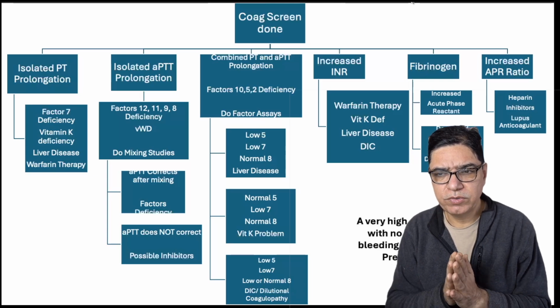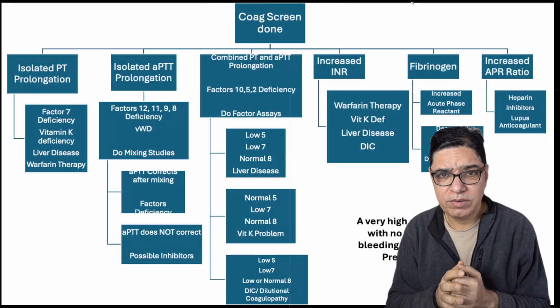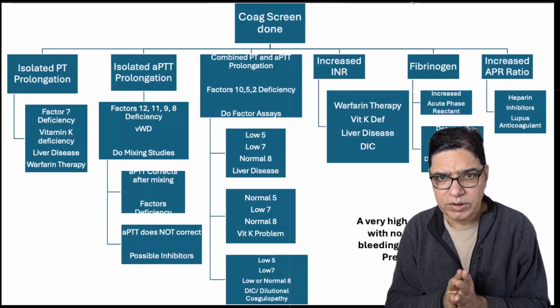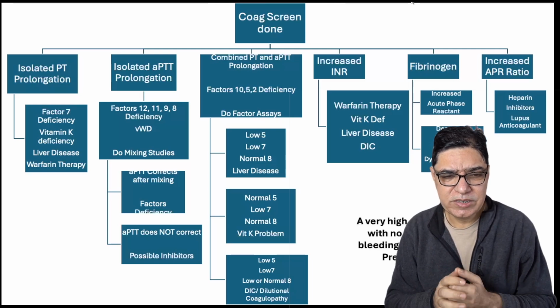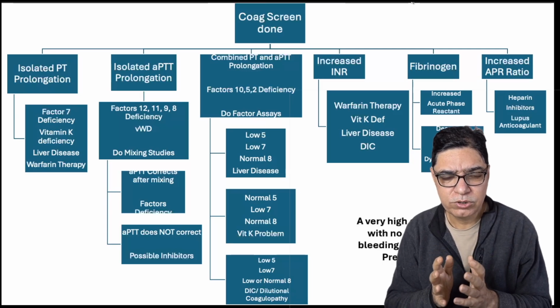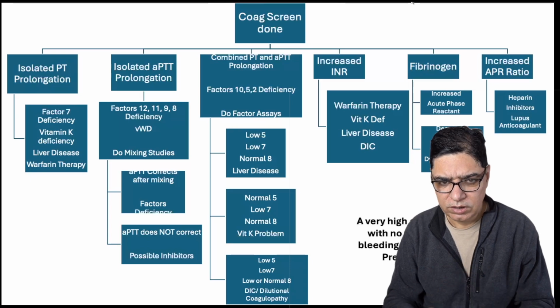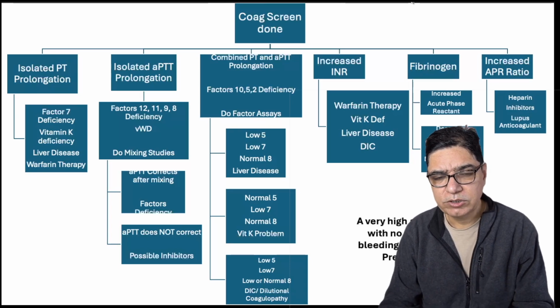Fibrinogen is actually an acute phase reactant. So if fibrinogen is raised, it simply means that there is an infection or inflammation somewhere in the body. But if it is decreased, it might mean that there's a qualitative problem with fibrinogen, which we call dysfibrinogenemia, or there might be a congenital deficiency of fibrinogen, which is afibrinogenemia.